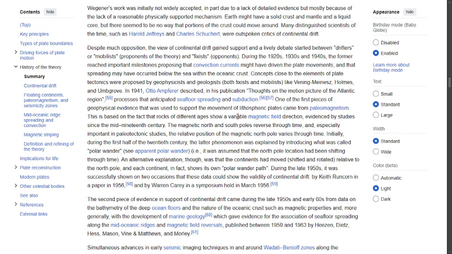So evidence by studies shows the magnetic north and south poles reverse through time, especially important in paleotectonic theories. The relative position of the pole varies through time. Initially, during... it also wanders a bit, doesn't it? Which in aviation and navigation can make it quite annoying, especially the closer you get to the poles. So, how do I describe this? The closer you are to the poles, the more different your degrees are going to be.